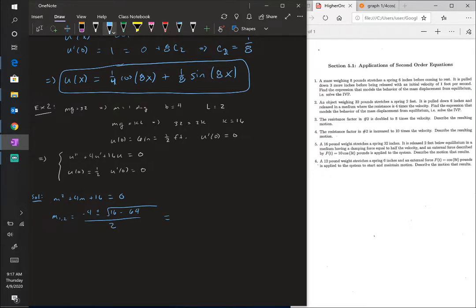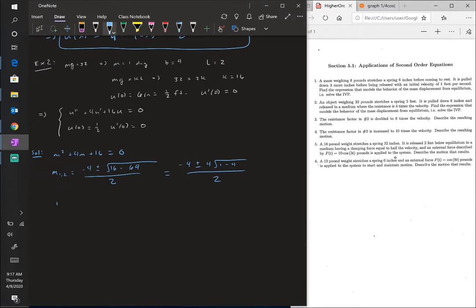So the two roots here will be -4 plus or minus the square root. Let's see, I can factor out a 16. I get 4 times the square root of 1 minus 4, all over 2. So we get m1,2 equals -2 plus or minus 2 i square roots of 3. So alpha is -2, beta is 2 square roots of 3.